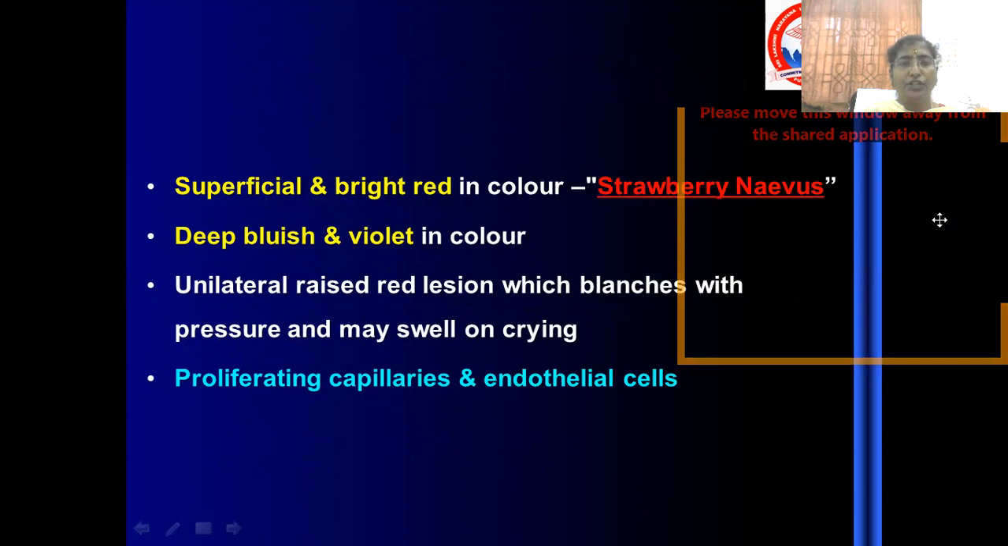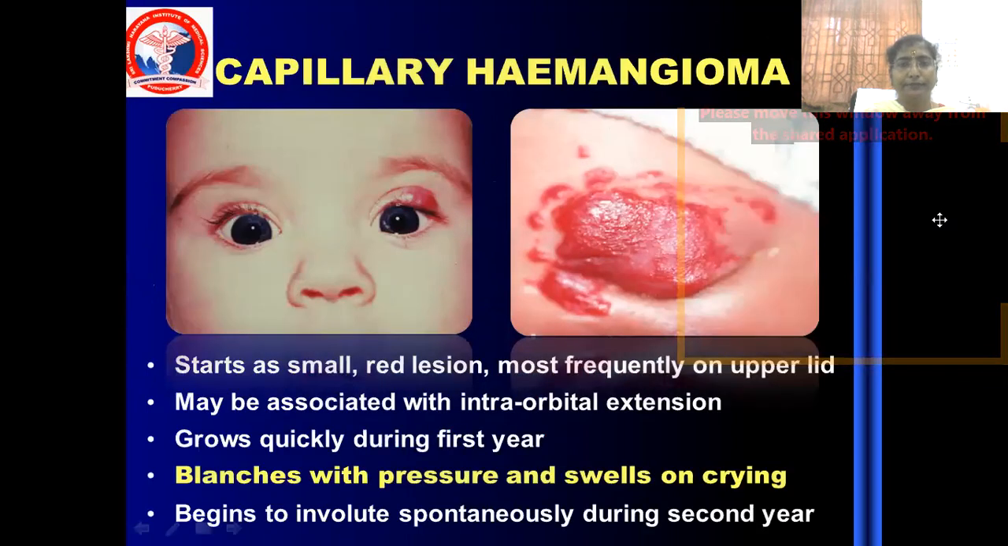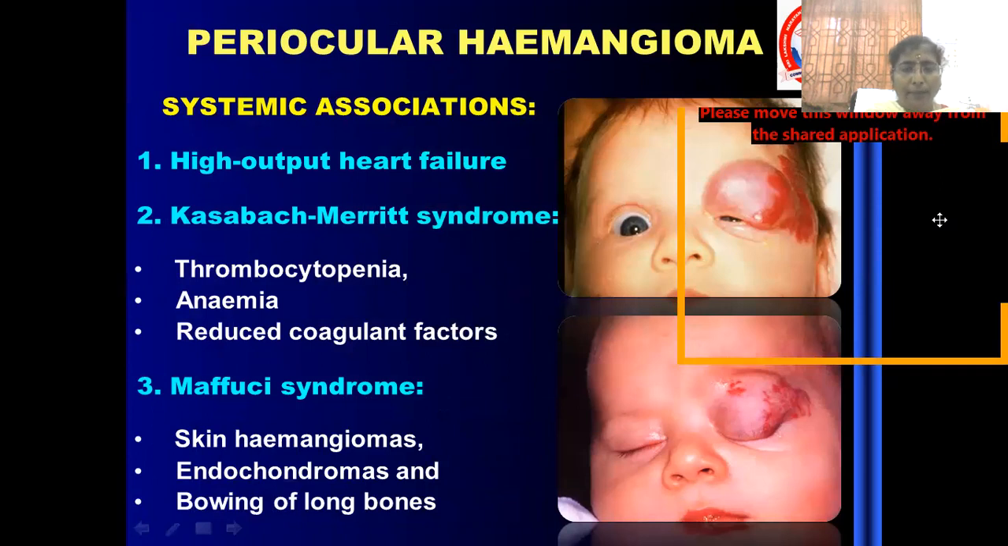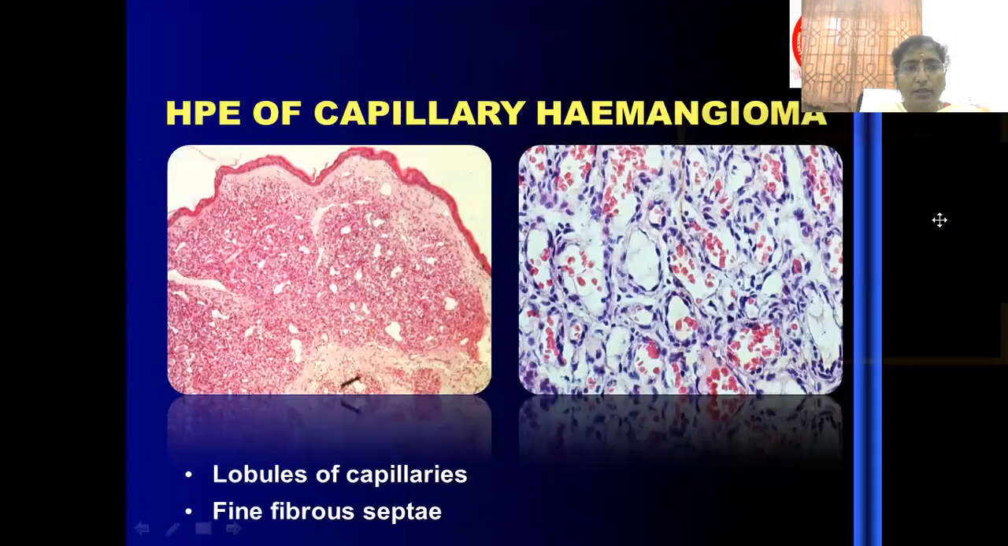Unilateral raised red lesion which blanches with pressure and may swell on crying. This is the capillary hemangioma. It starts as a small red lesion, most frequently on the upper lid, and may be associated with intraorbital lesion and grows quickly during the first year. Blanches with pressure and swells on crying, begins to involute spontaneously during the second year. In periocular hemangioma, systemic associations include high output heart failure, Kasabach-Merritt syndrome, and thrombocytopenia, anemia, and reduced coagulant factors. And Maffucci syndrome includes skin hemangiomas, skin chondromas, and bubbling of long bones.